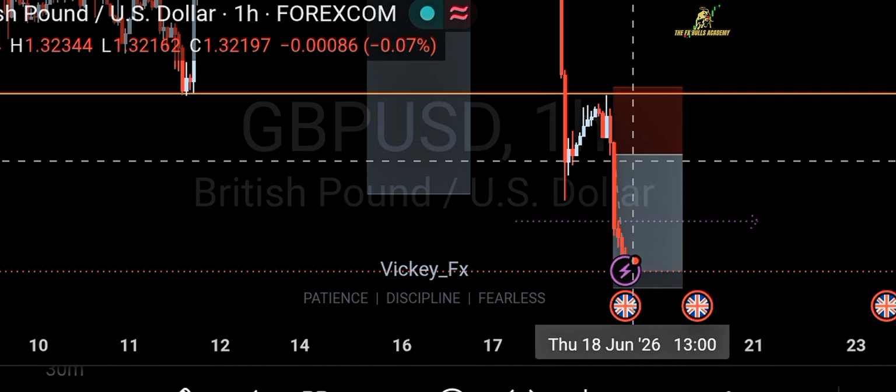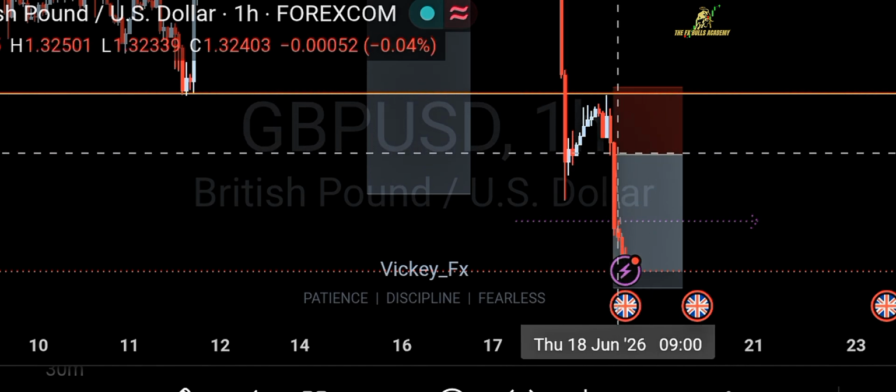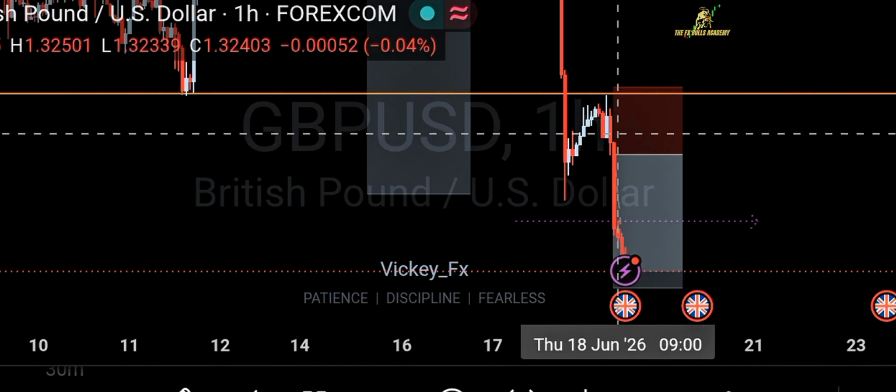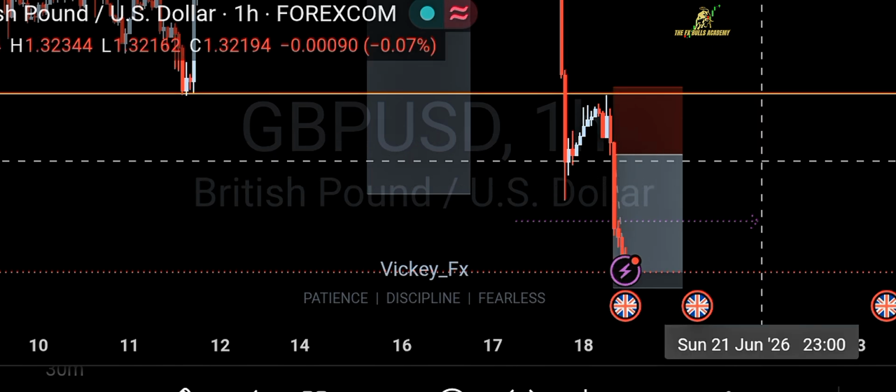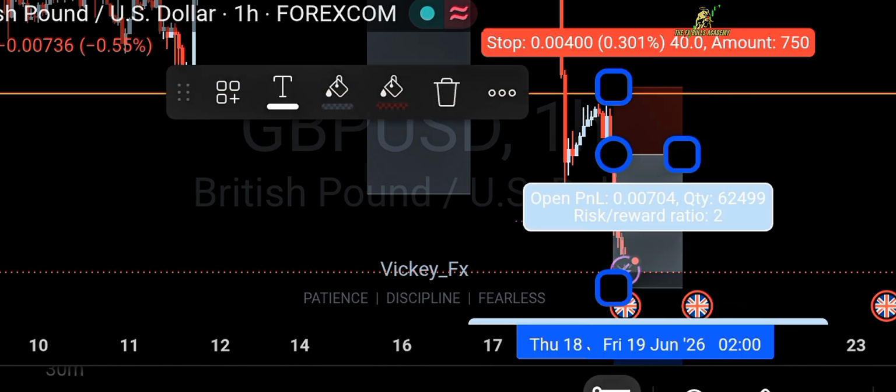Immediately price came to retest, price gave a bearish engulfing candlestick. So immediately I saw that bearish engulfing candlestick, I took the trade. I took the sell trade, and we're risking 40 pips. Actually, I explained to my channel today.